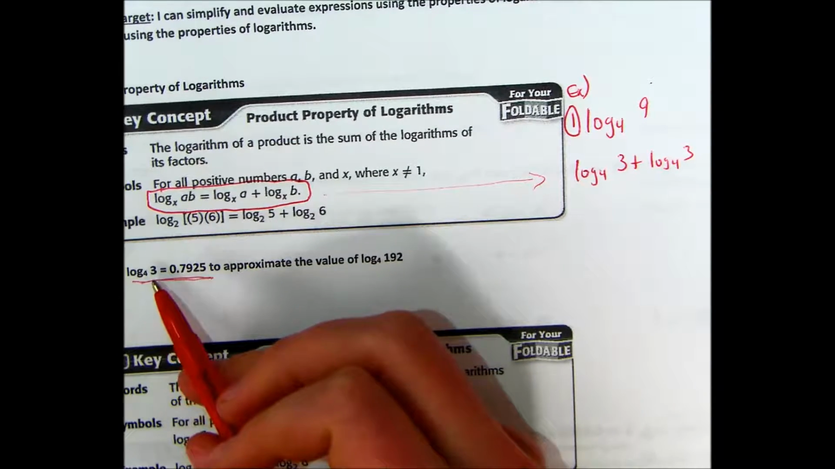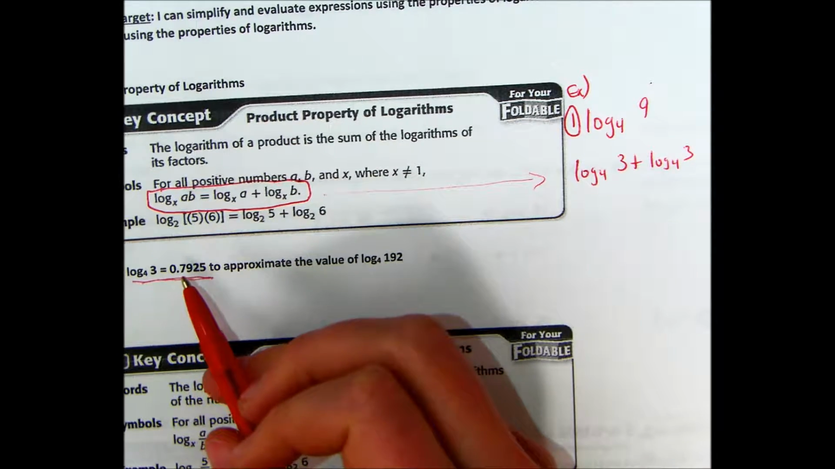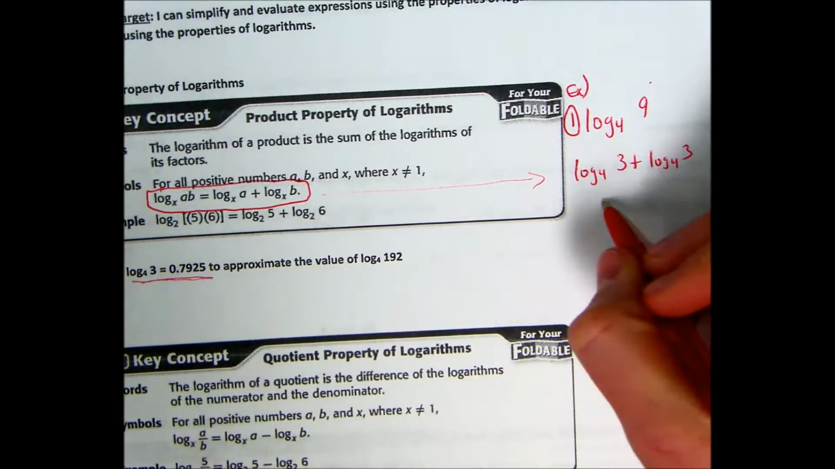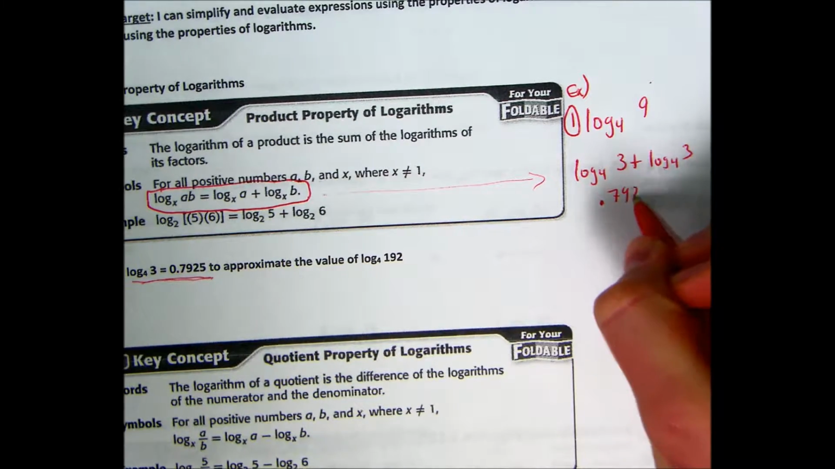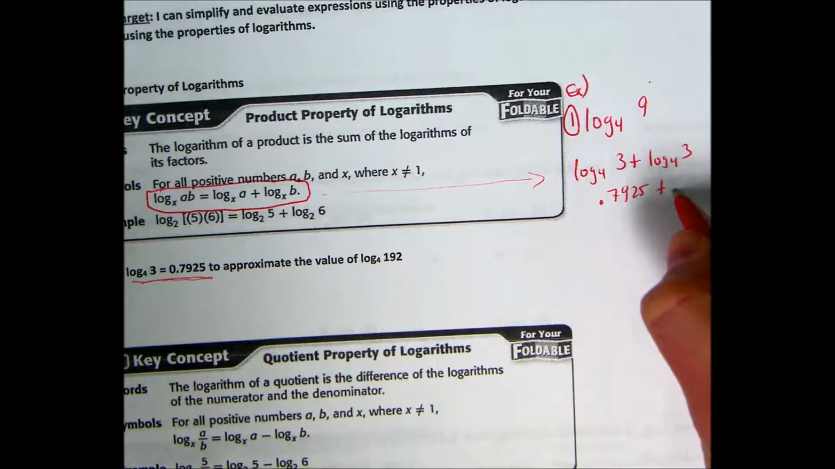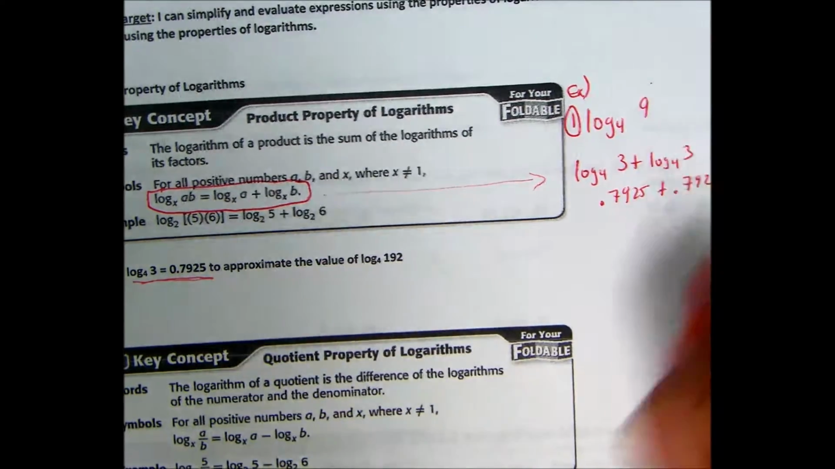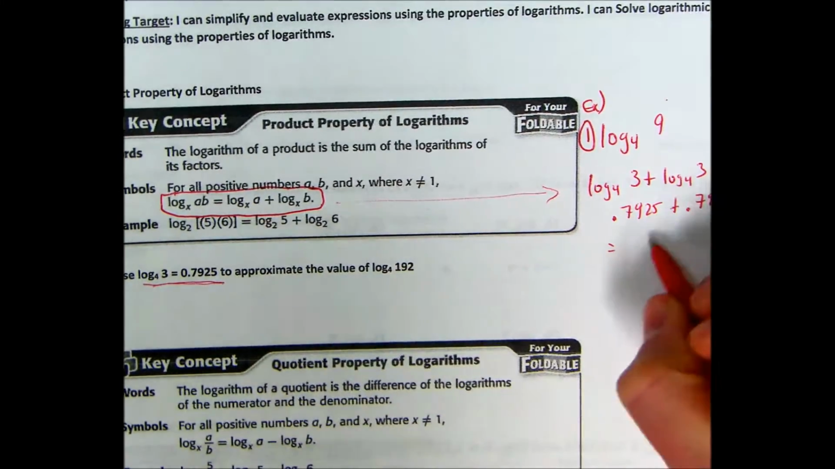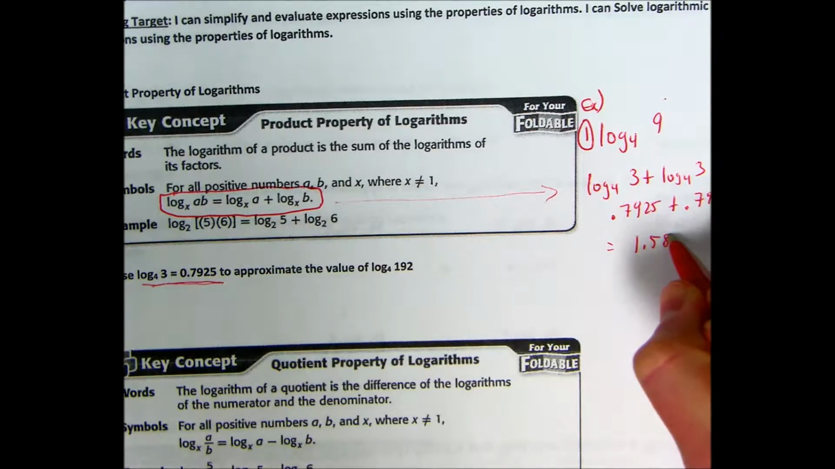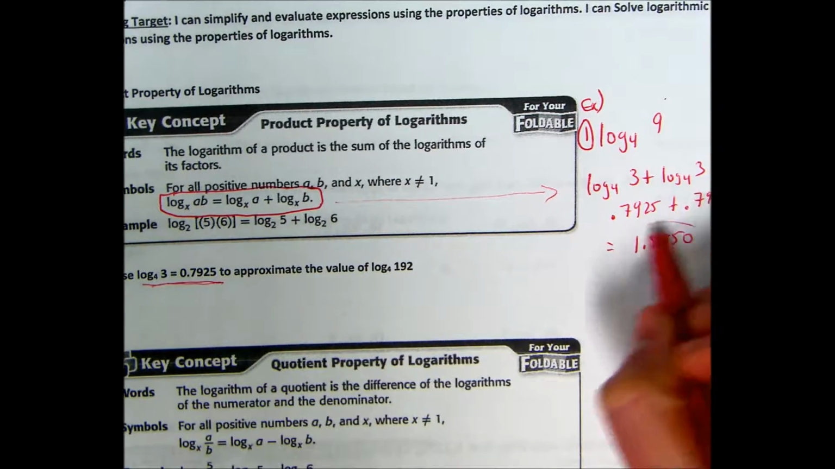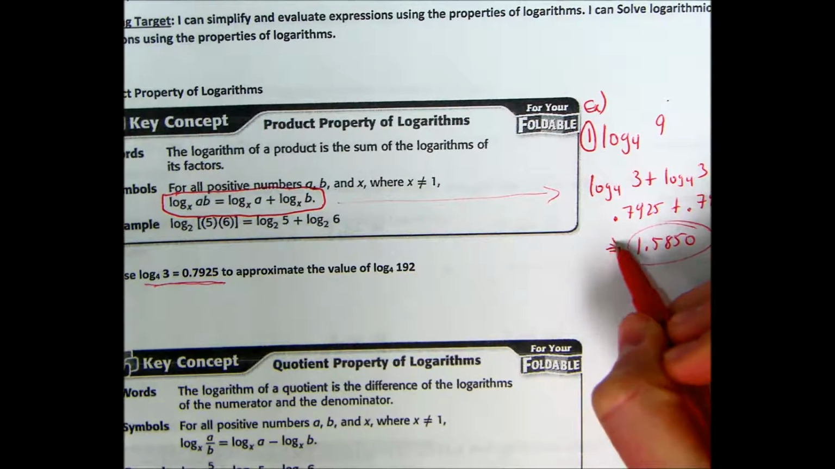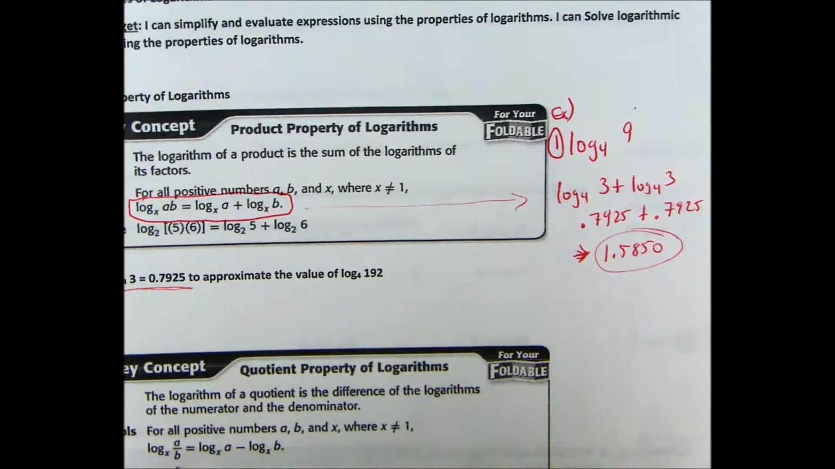So now I have 0.7925 plus 0.7925, which equals 1.5850. So that would be your final answer then. 1.5850.